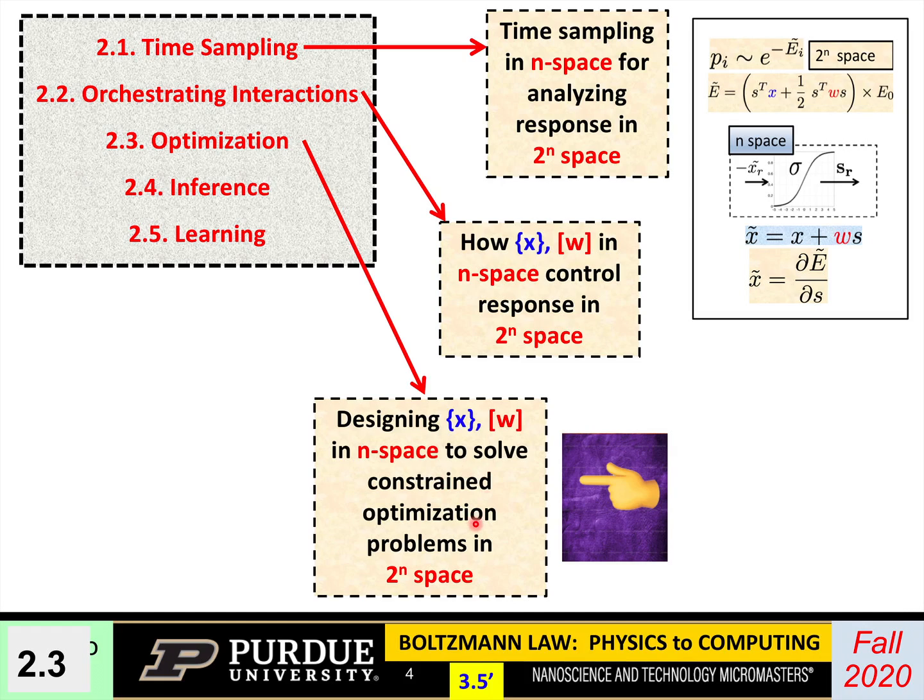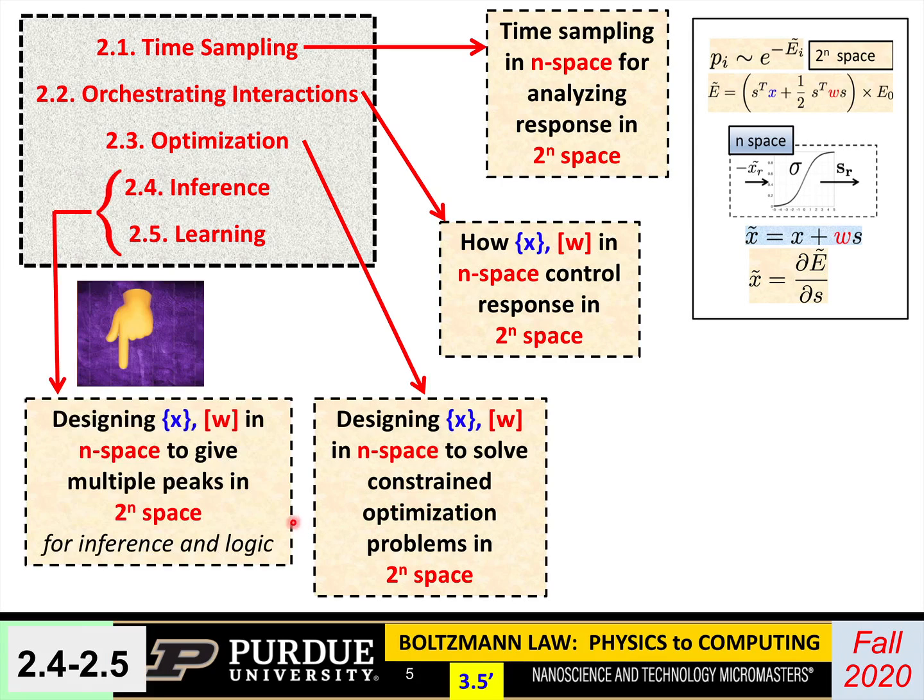We took a very specific example, this max cut and min cut problem, but the general class of problems involves optimization. And then in the last 2 lectures, we talked about how you could use x and w, again design them to give you multiple peaks in the 2 to the n space, which could be used for inference and logic. So that's kind of what this week 2 was about.